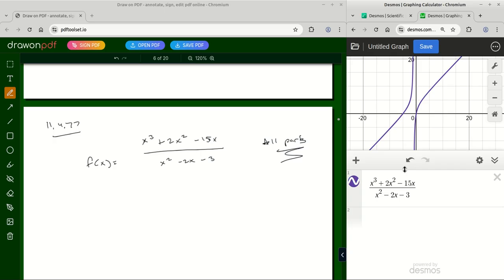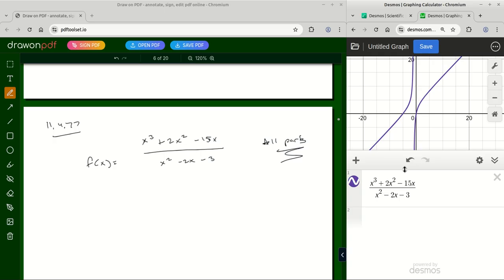Oh, what did I do? I did some removable discontinuity stuff. Oh my gosh. Okay, I don't know if that was a good thing or not. Oh, man. Okay, let's chill out for a second, guys.